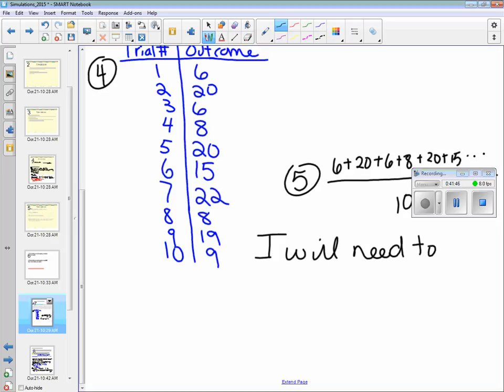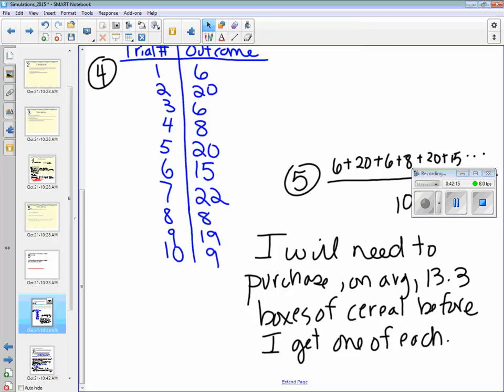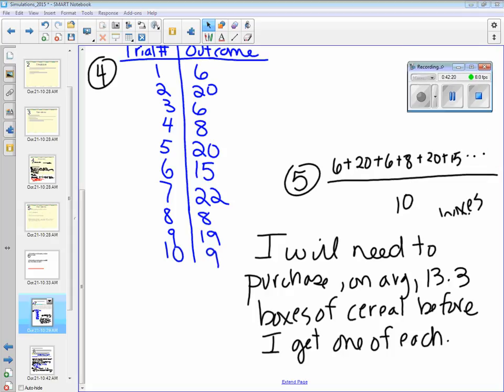I will need to purchase on Amazon, where I don't know the cover before I buy it, on average 13.3 boxes of cereal before I get, or until I get, one of each. So the conclusion should be a sentence in context. Don't just put 13.3. Okay? Put it in the context of the situation.